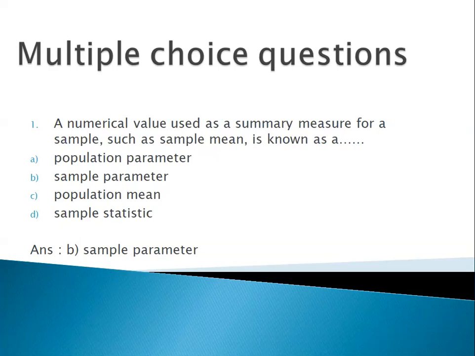Now we will move towards the multiple choice questions. The first question: a numerical value used as a summary measure for a sample, such as sample mean, is known as, the options are population parameter, sample parameter, population mean and sample statistic. The correct answer is sample statistic.